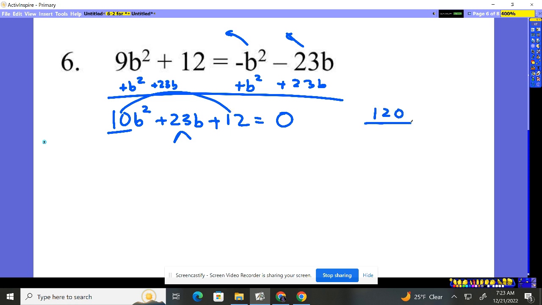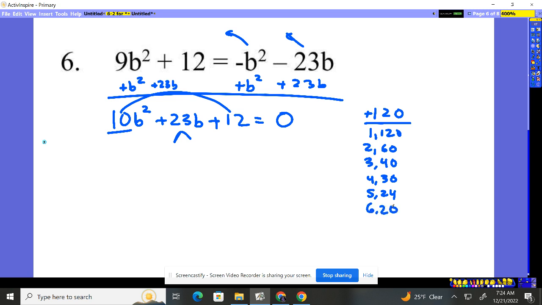We did this last section. Think of the multiples of 120. We need multiples of 120 that add together to give us 23. Everything's addition here, so everybody's positive because the 23 is positive. 1 times 120, those will not give us 23. 2 and 60, nope. 3 and 40? Nope. 4 and 30? Nope, getting closer. 5 times 24, we're getting there.